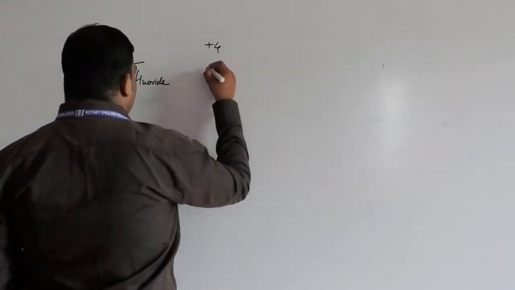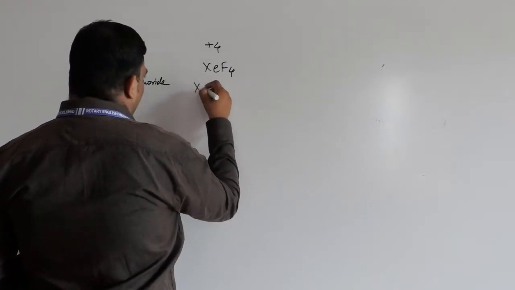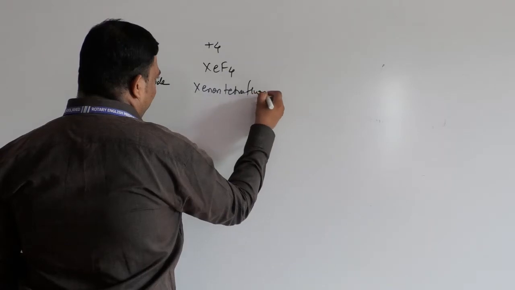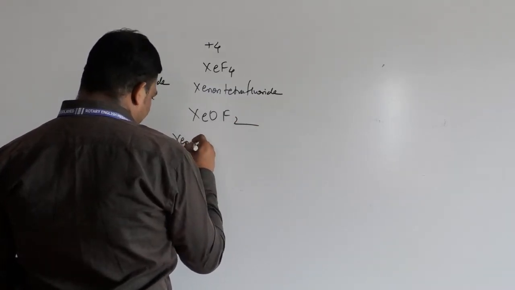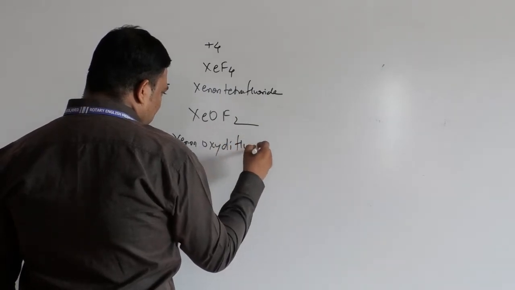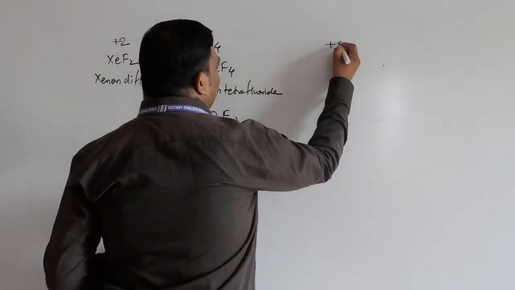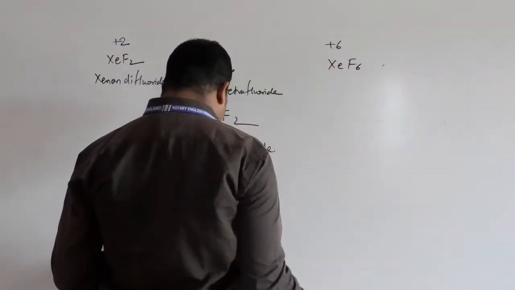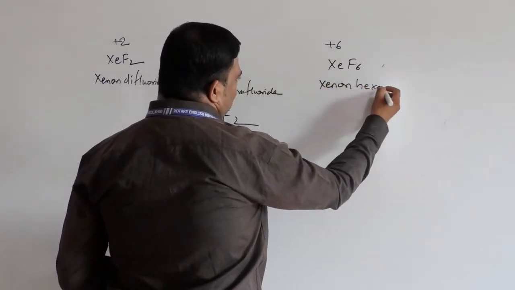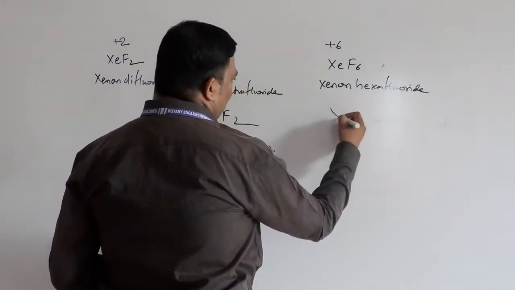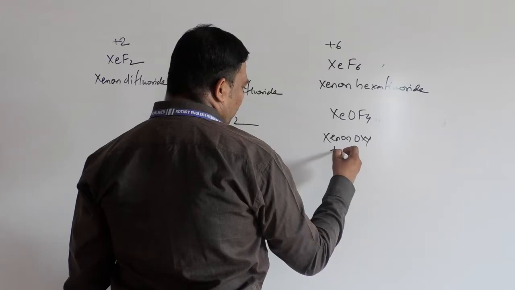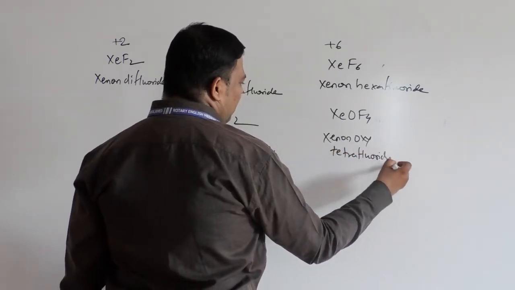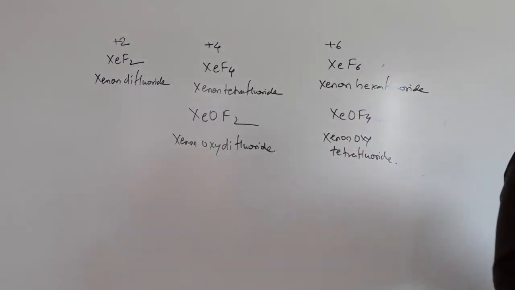Thereafter +4, XeF4, we call it xenon tetrafluoride. XeOF2 also, xenon oxydifluoride. +6 oxidation, XeF6, xenon hexafluoride. Here XeOF4, xenon oxytetrafluoride. So like these, you can mention a few compounds with their oxidation numbers here.